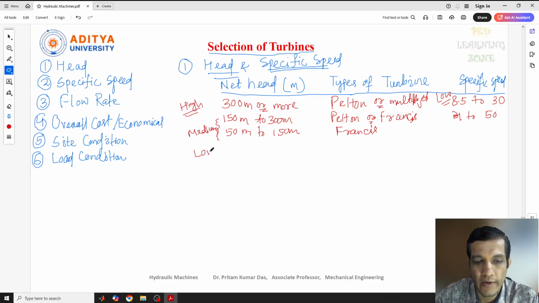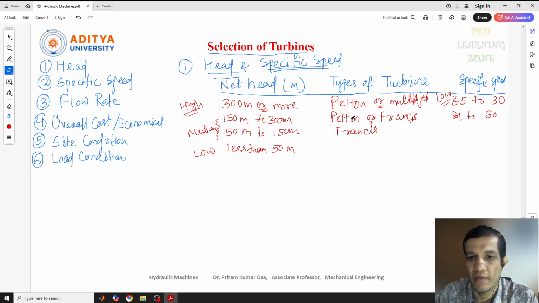The last one is low head. Low head will obviously be less than 50 meters, very simple. Here, Pelton is completed and Francis is completed, and the remaining ones are the Kaplan turbine and the propeller turbine. So these will work here. The specific speed I have not written here, that will come in the medium specific speed.